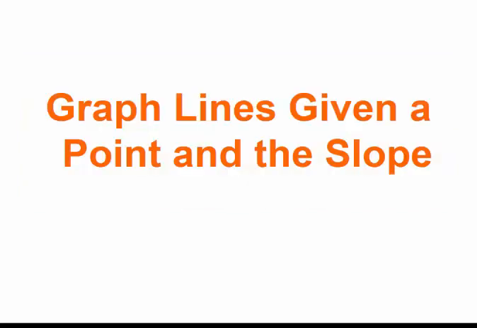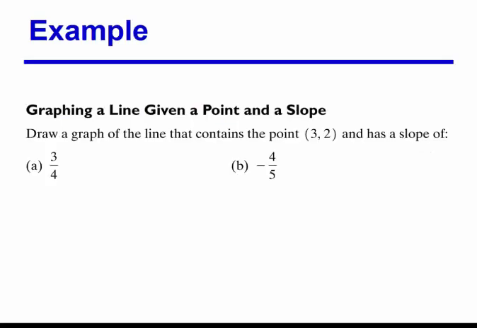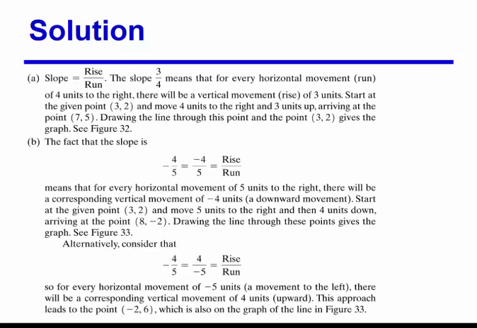The next one, we're going to graph lines given a point and the slope. If we get the point 3, 2, we're going to graph it with the two slopes, 3 over 4 and negative 4 over 5. The first one, slope 3 over 4, means that for every horizontal movement of 4 units to the right, there will be a vertical movement of 3 units. So if we start at 3, 2, we move 4 units to the right and 3 units up, we'll arrive at 7, 5. Then we can just draw a line through the 2 points.